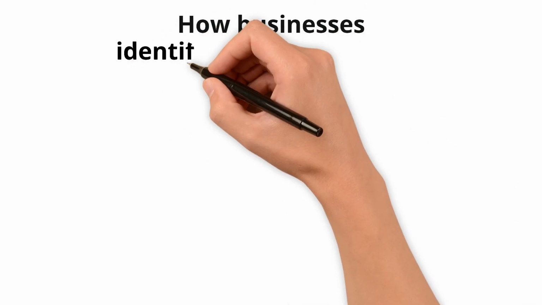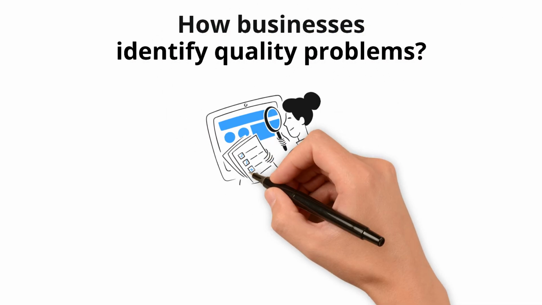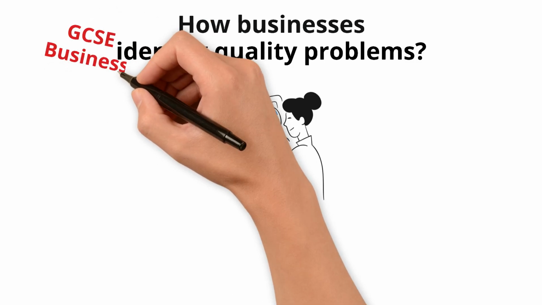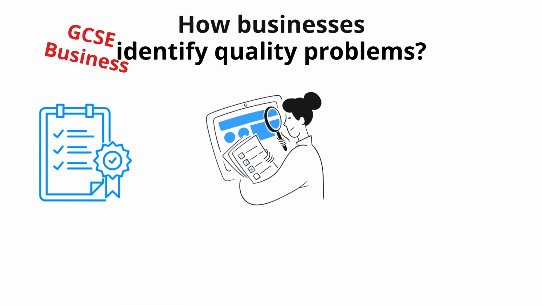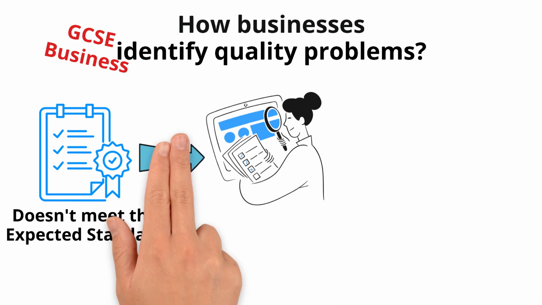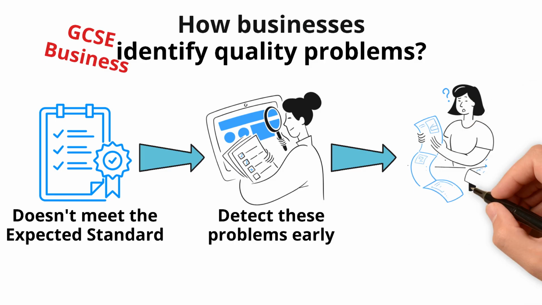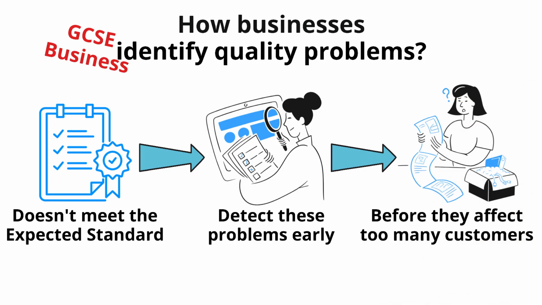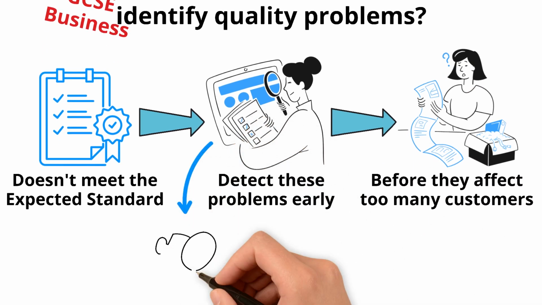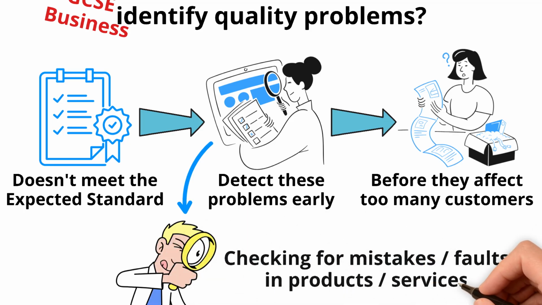How businesses identify quality problems. Identifying quality problems in GCSE Business Studies means finding out when a product or service is not meeting the required standard. Businesses need to find these problems early so they can fix them before they affect too many customers. In simple terms, it is about checking for mistakes or faults in products or services.